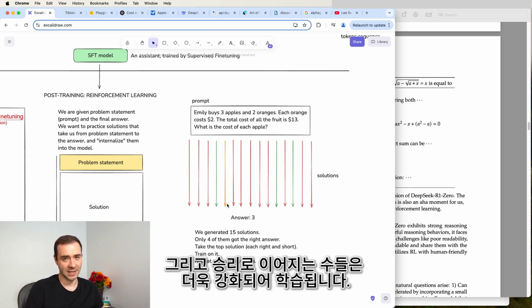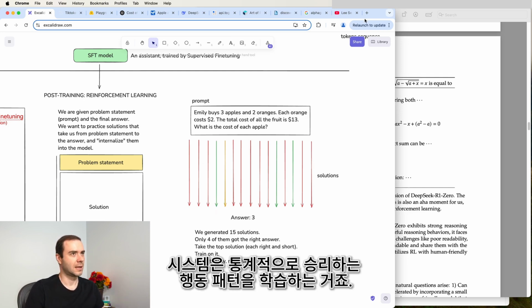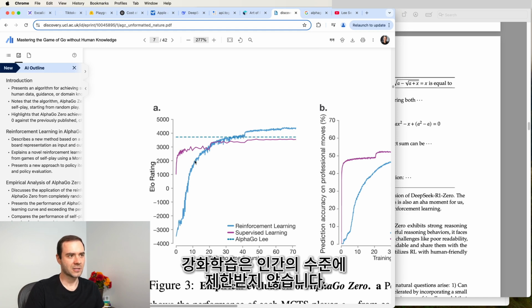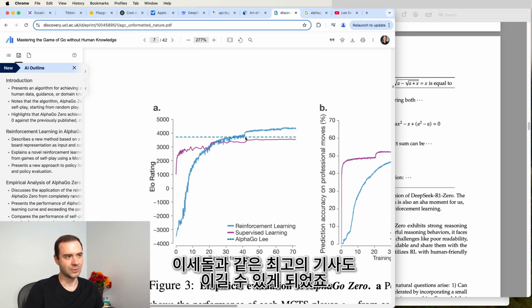a win, instead of a specific answer, are reinforced. They're made stronger. And so the system is learning basically the sequences of actions that empirically and statistically lead to winning the game. And reinforcement learning is not going to be constrained by human performance. Reinforcement learning can do significantly better and overcome even the top players like Lee Sedol.